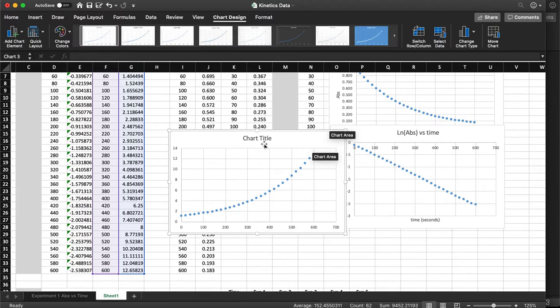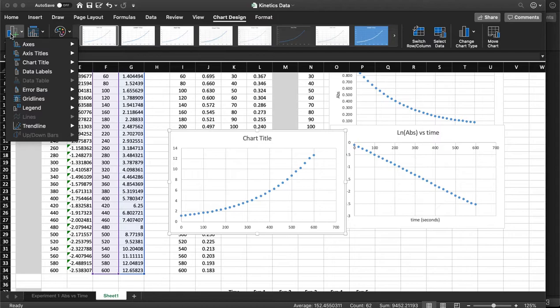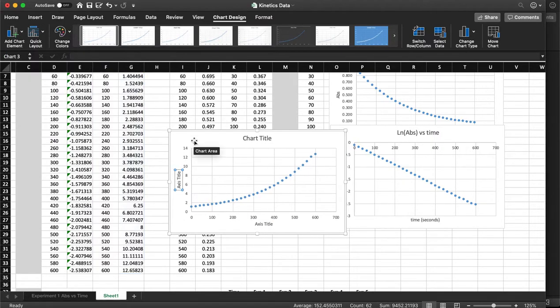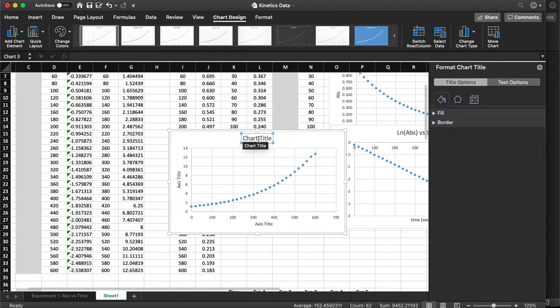So based on these 3 plots, I'm going to go ahead and add my chart elements and label everything again, just to have good habits. So chart title, this we said was 1 over absorbance versus time.